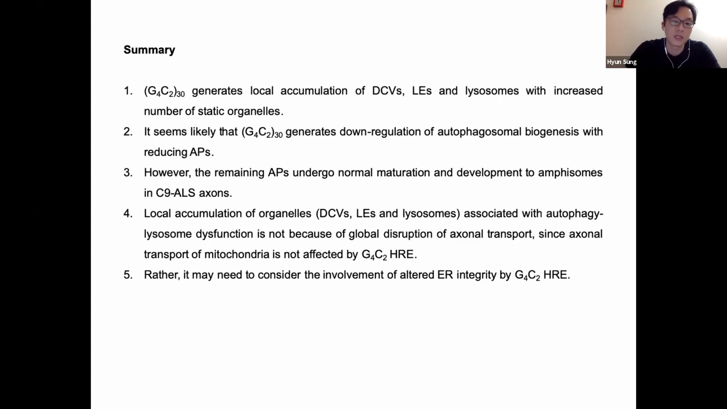And local accumulation of organelles, such as dense core vesicles and late endosomes and lysosomes, associated with autolysosomal process dysfunction, is not because of global disruption of axonal transport, because we do not see disruption of mitochondrial axonal transport. Rather, we may need to consider the involvement of ER integrity in these animal systems.